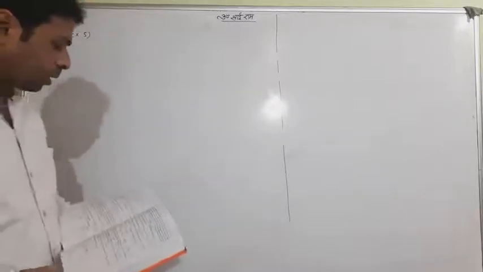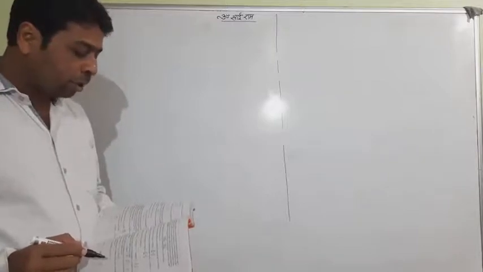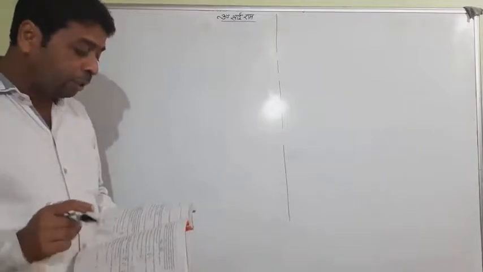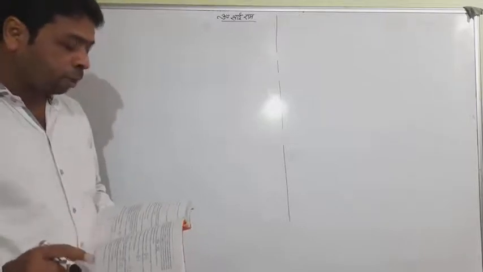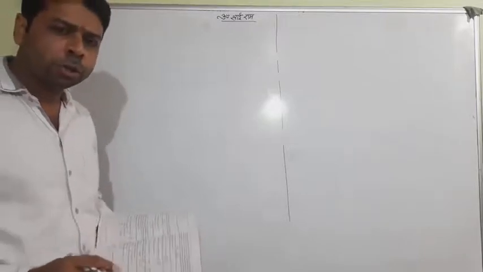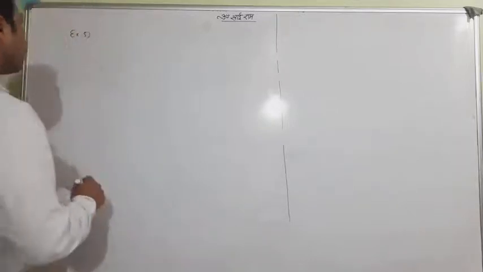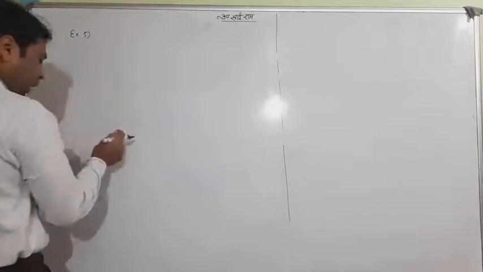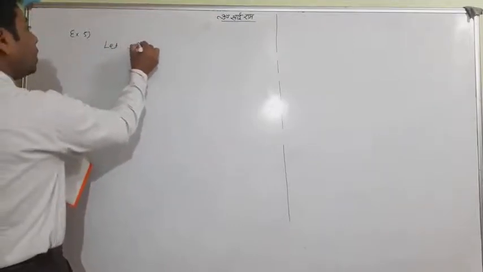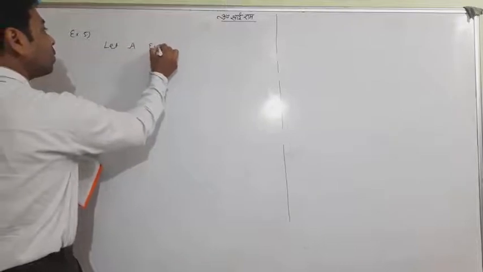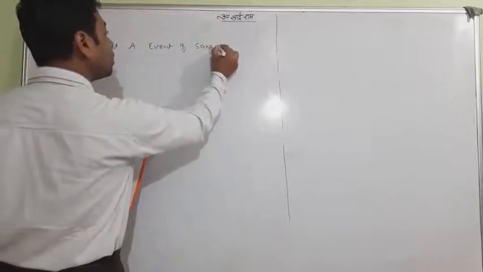Example number 5 says two players, Sangeeta and Reshma, play a tennis match. It is known that the probability of Sangeeta winning is 0.62. Find the probability of Reshma winning. It's a very simple question. I will tell you how we can solve this question. Look at the thing. It's given that let A be an event of Sangeeta winning. Try to understand.